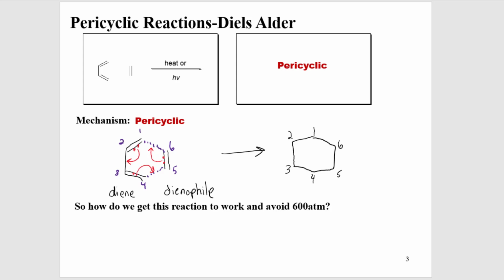Now let's walk through it. Carbon 1 and 2 still have a single bond, but look at 2 and 3. 2 and 3 is gaining a new pi bond. 3 and 4 used to have a pi bond, but now it's using those 2 electrons to make the new sigma bond between 4 and 5. And 5 and 6 used to have a pi bond, but it's now using its electrons to make the single bond between 1 and 6. So walk through it.